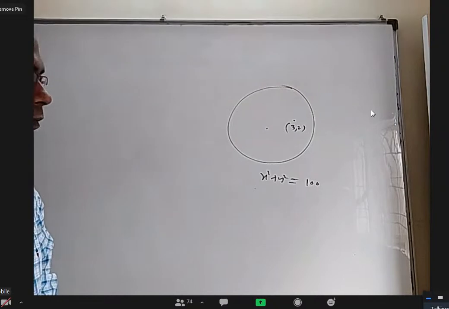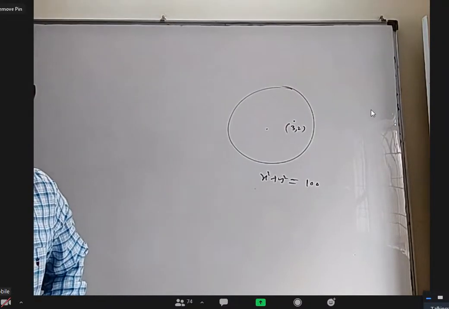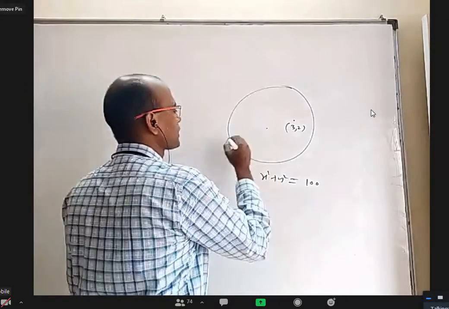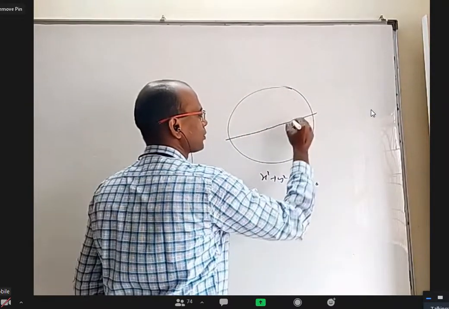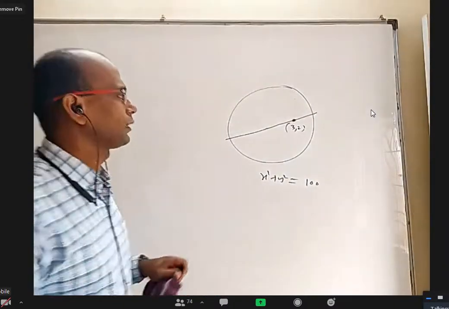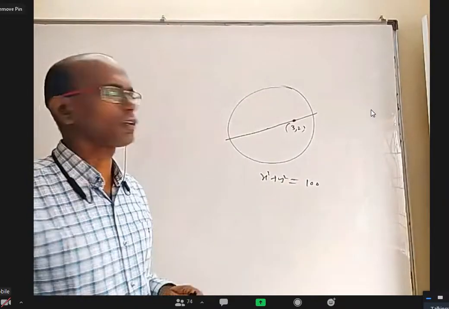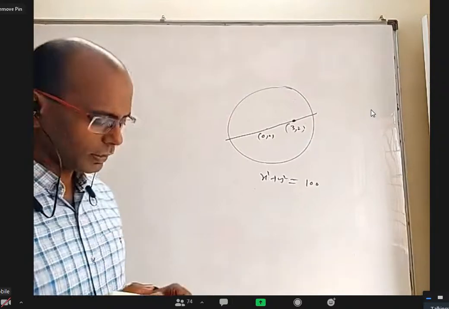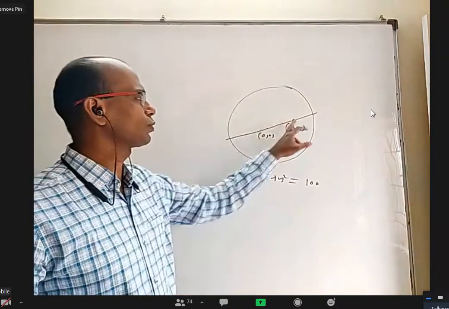Sir, the maximum length of the chord will be the line joining the center and that point, sir. Yes, this chord, which is the diameter, should obviously have maximum length, because more than the diameter, the length of a chord is not possible. So passing through that point, there's a unique diameter that will have maximum length. If you want to find the equation, 2 points you can find.